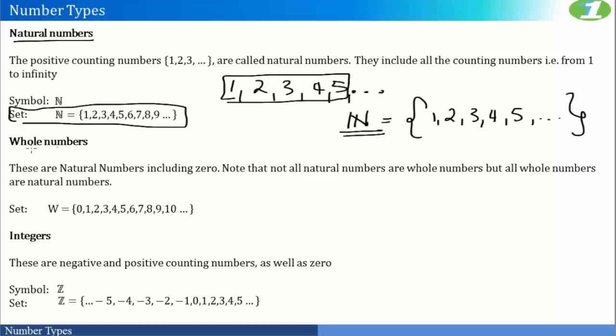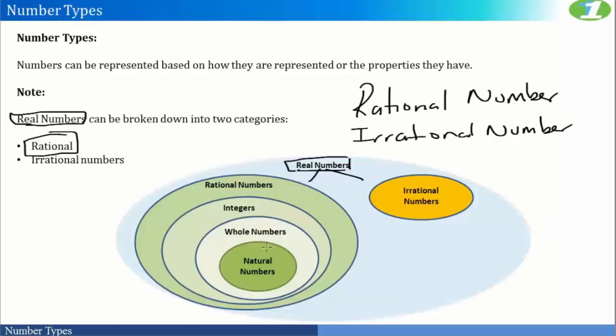Now what about our whole number set? As an official definition for whole numbers, these are really natural numbers including 0. Now note that this says natural numbers, but this should really have been: not all whole numbers are natural numbers. Let me just make this quick correction. We see this because all natural numbers are actually whole numbers, but not all whole numbers are natural numbers. We have a whole number 0 that is actually not a natural number. So that's just a quick take-home message.